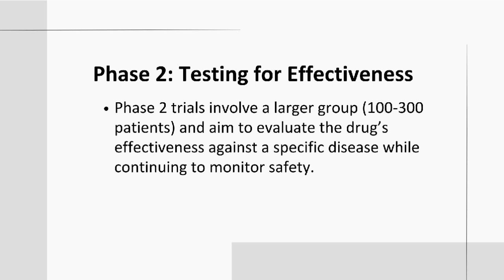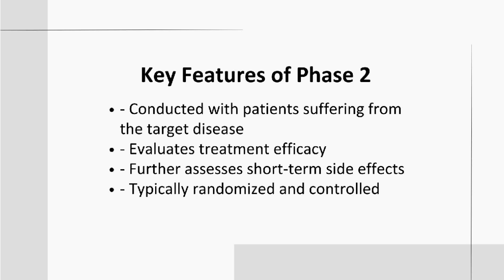Section 6. Phase 2 testing for effectiveness. Once a drug passes Phase 1, it moves to Phase 2, where researchers study its effectiveness. These trials involve 100 to 300 patients who have the targeted disease or condition. The objectives of Phase 2 include evaluating the drug's therapeutic effectiveness, further assessing its short-term side effects, establishing the optimal dose-response relationship. Most Phase 2 trials use randomized and controlled study designs, comparing the new drug against a placebo or standard treatment.